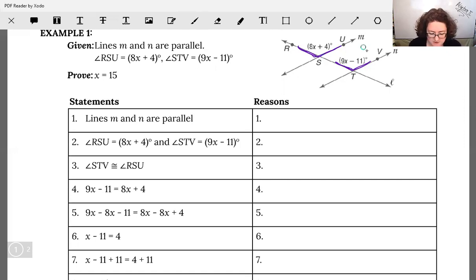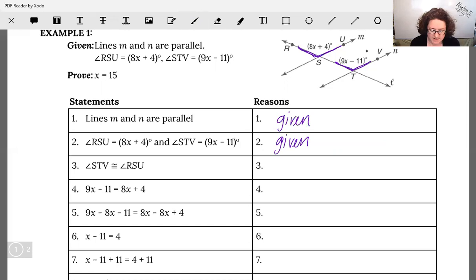Okay, so first thing that we're starting with, lines M and N are parallel. Well, we already had that listed in the problem. They gave us that information. So our reason for that is actually just given. Any info that they started you out on, your reason is given. And our next statement, RSU equals 8x plus 4 and STV equals 9x minus 11. Again, they gave us that information. Our reason is given. You can absolutely repeat reasons if you're reusing the same idea, or if you're using the same type of logic.